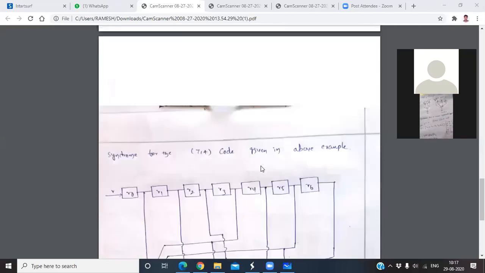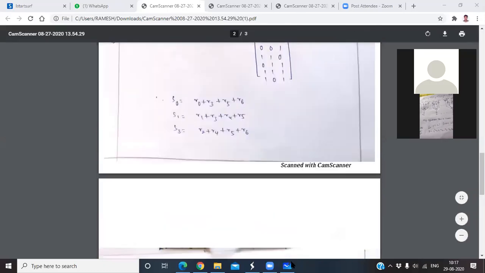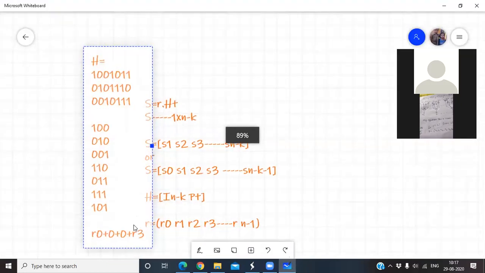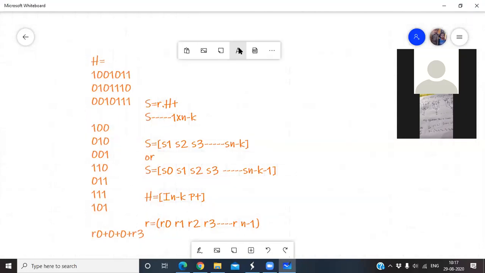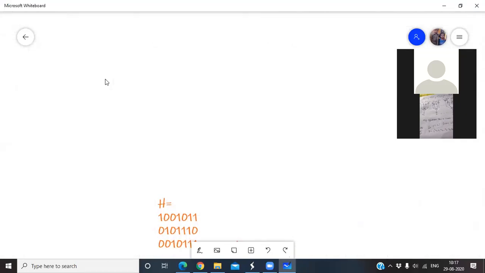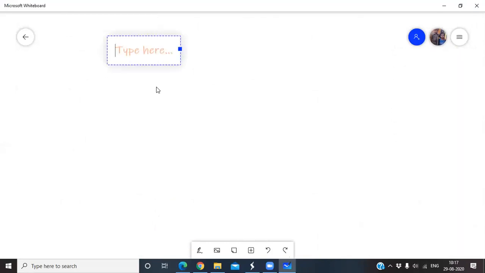Okay. Anyway, is it okay, all of you? Is it clear about this? How to draw the syndrome circuit for an n, k code, the 7,4 code? And here I want to give another example. Take the same H parity check matrix. Take the same parity check matrix. I want to give one code word here.